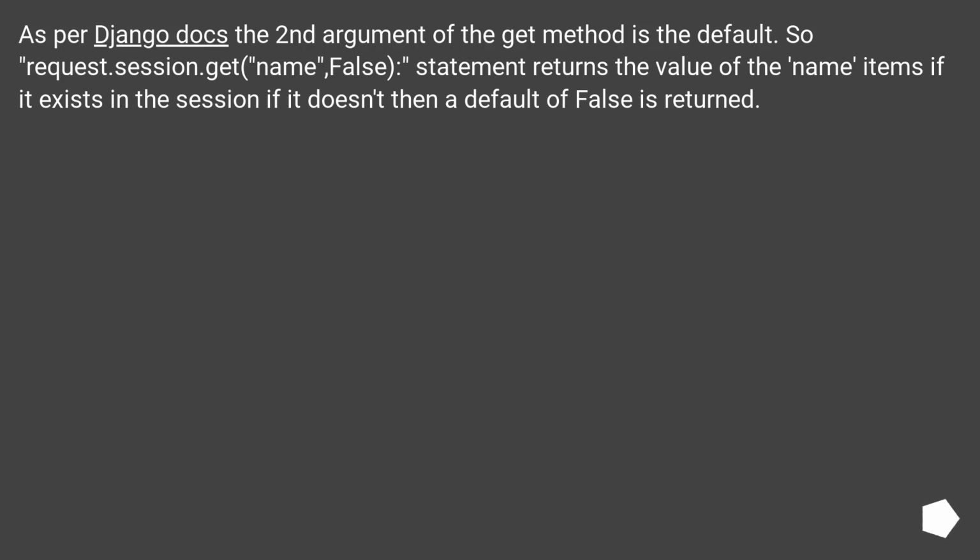As per Django docs, the second argument of the get method is the default. So the request.session.get('name', False) statement returns the value of the name item if it exists in the session. If it doesn't, then a default of False is returned.